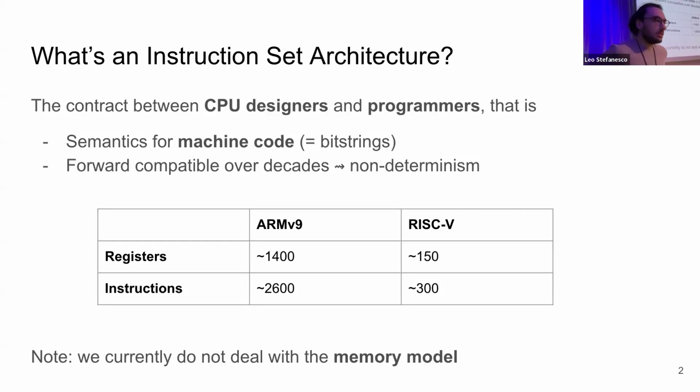Specifications are pretty large. For example, for ARM, there are around 1,400 registers and around 2,600 instructions. So you have a big specification, and it's difficult to reason about it automatically. And just as a note, in this work we don't care about the memory model, which explains what happens when several cores are executing at the same time. We'll only focus on sequential code.